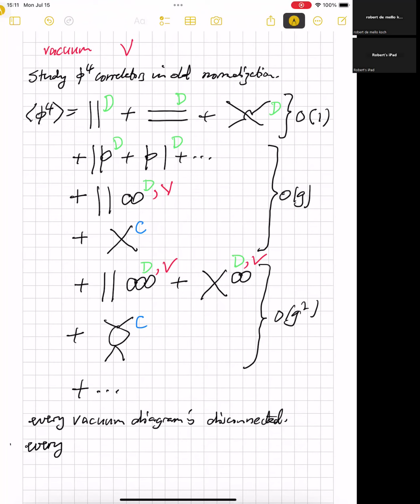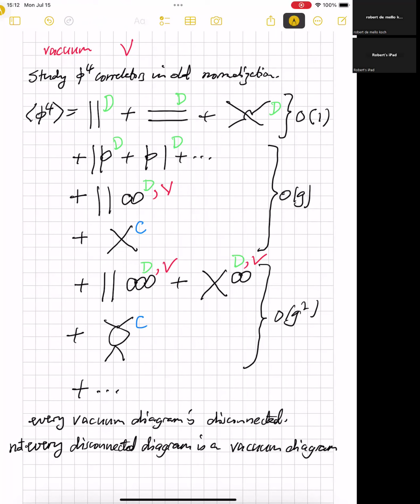Let's say not every disconnected diagram is a vacuum diagram.